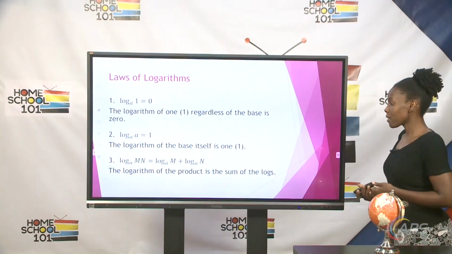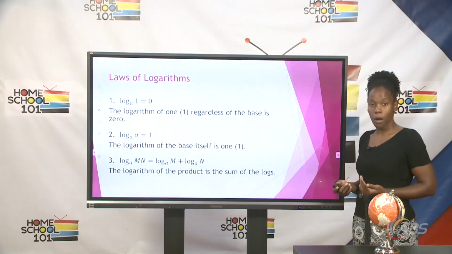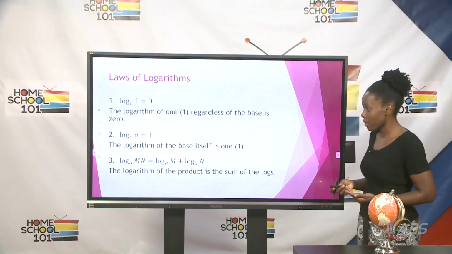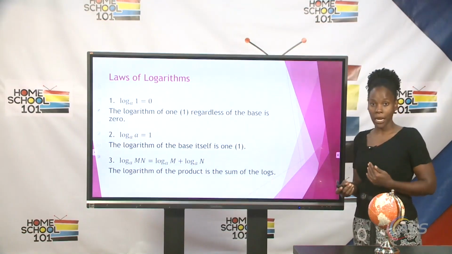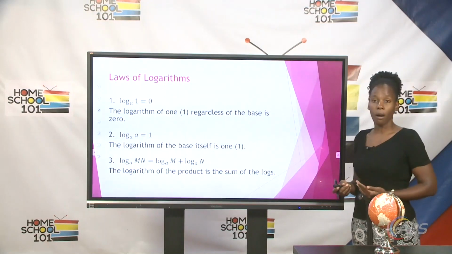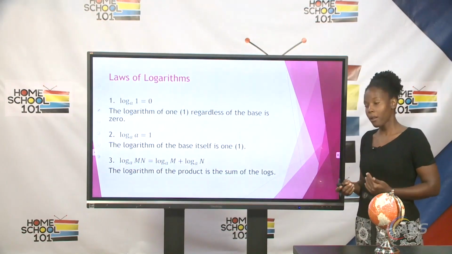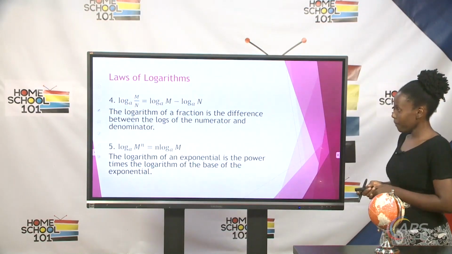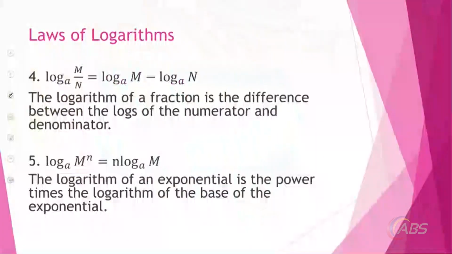The third rule states that once I have a product, the logarithm of a product is equal to the sum of the individual logs. So once I have a product m times n, it is simply the logarithm of m to the base a plus the logarithm of n to the base a. The fourth rule states that once I have a fraction, the logarithm of a fraction is equal to the logarithm of the numerator minus the logarithm of the denominator.